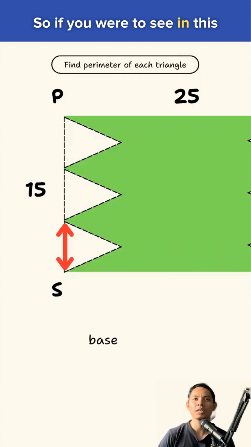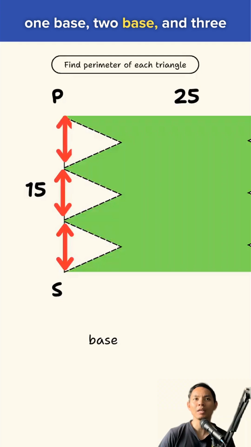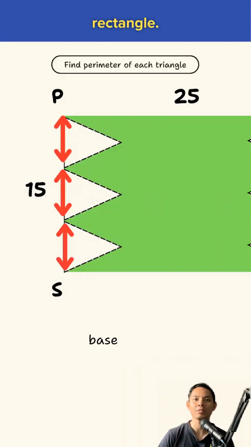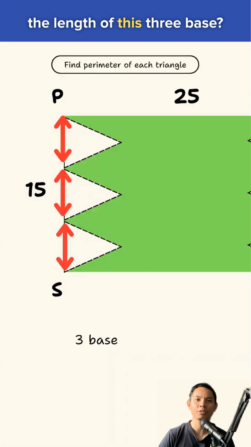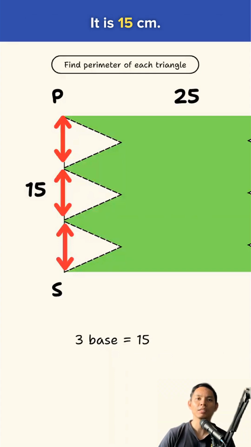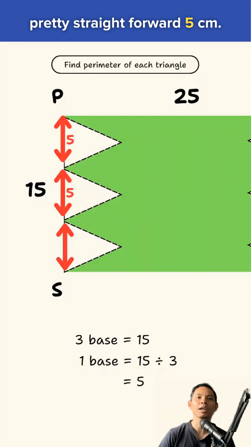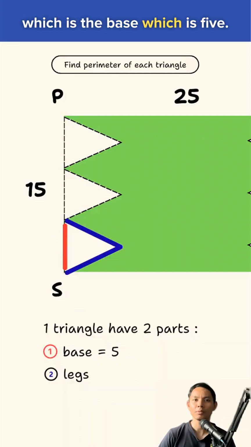If you look at this rectangle, there are actually one base, two bases, and three bases along the breadth of the rectangle. So we're going to write three bases, and what's the length of these three bases? It is 15 centimeters. So one base will be pretty straightforward, 5 centimeters. So now we know the first part, which is the base, which is 5.